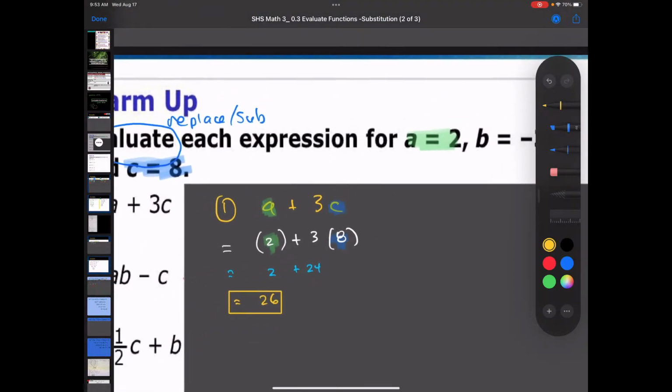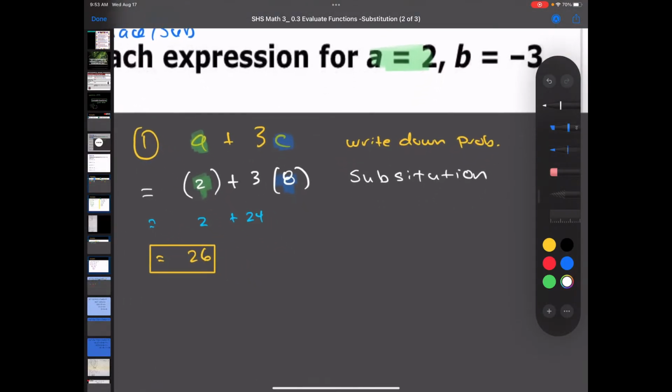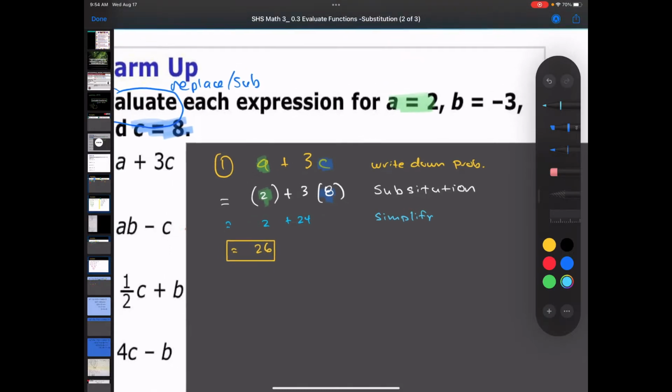Let's go back and write down what we did. I wrote down the problem. Write down the problem. So this helps you process. Then the next thing we did is substitution. And then in that light blue, we did simplifying. And I'm not going to write down the directions or words that we're doing. So as you're processing the problem, you might need to do that. And that's how we did question number 1.